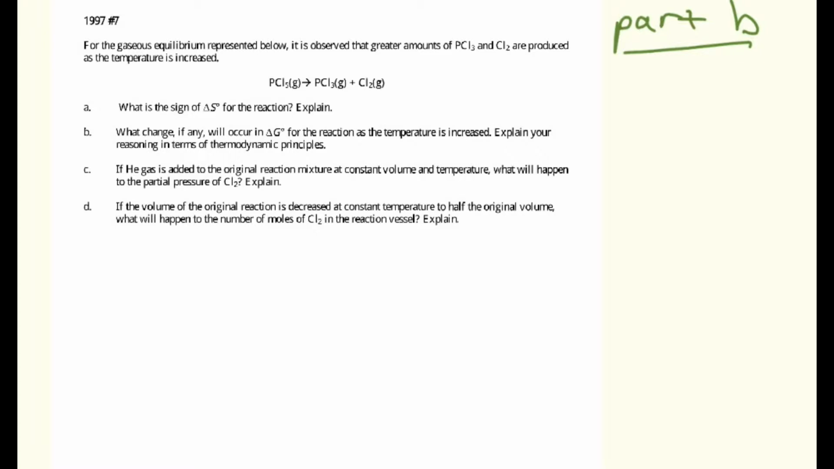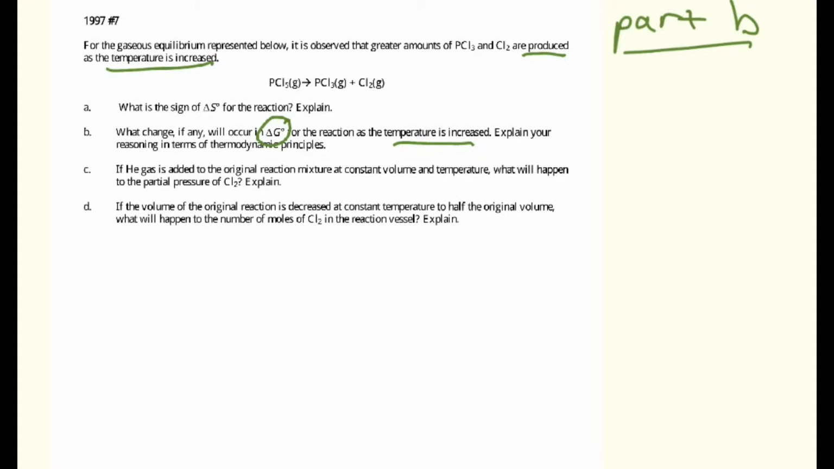Alright, so in part B, they want to know what change will occur to delta G for the reaction as the temperature is increased. You'll notice that we already know delta S, and we even know something about delta H, because if we look back at the beginning, more products are produced as the temperature is increased. So what that lets us think about is if we put energy into the reaction, we can figure out what the sign of delta H is.